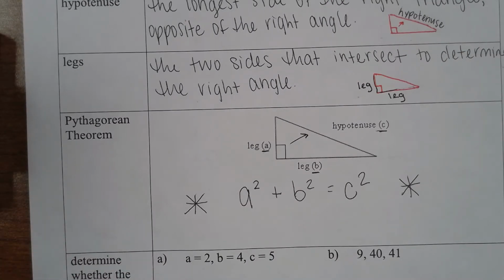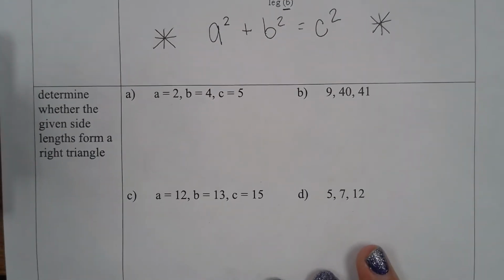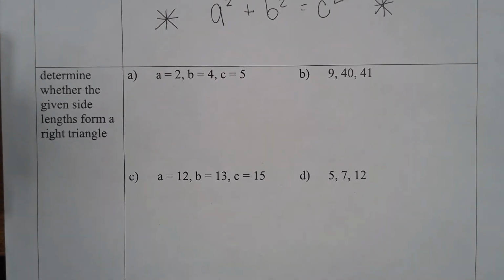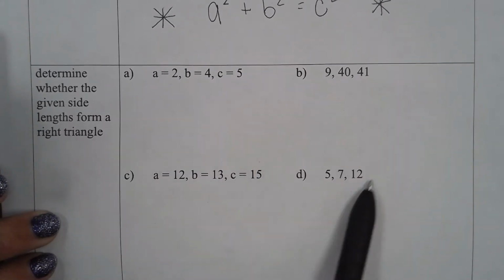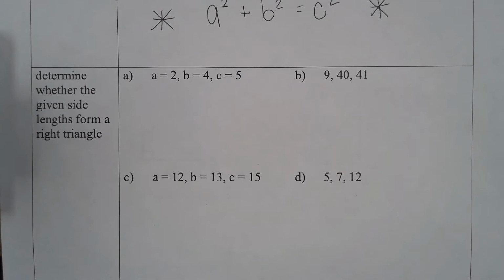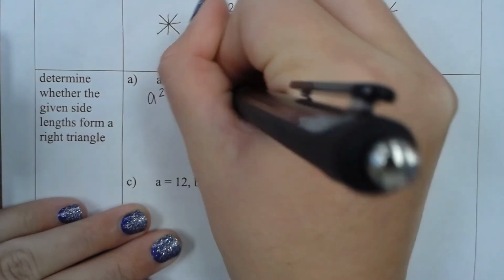Okay? Let's practice down here at the bottom. We are going to determine whether the given side lengths form a right triangle or not. The Pythagorean theorem of a squared plus b squared equals c squared only works on right triangles. So we're going to figure out if these 3 measurements are going to form a right triangle based on the Pythagorean theorem. Remember, our Pythagorean theorem is a squared plus b squared equals c squared.